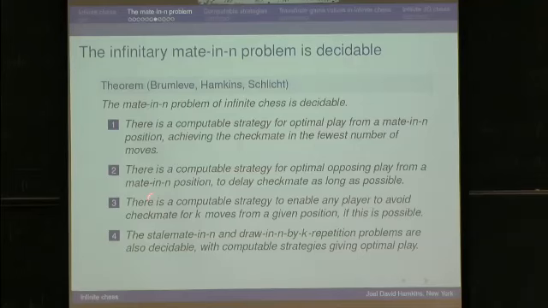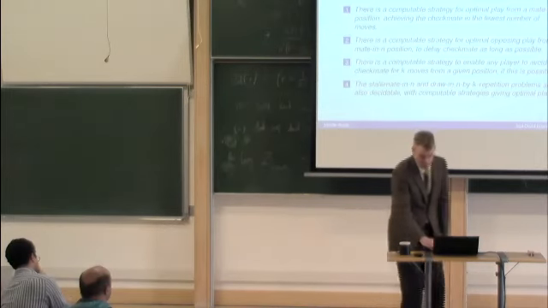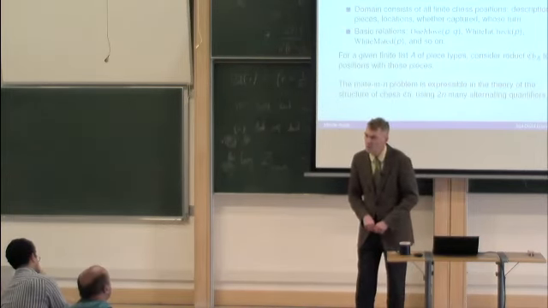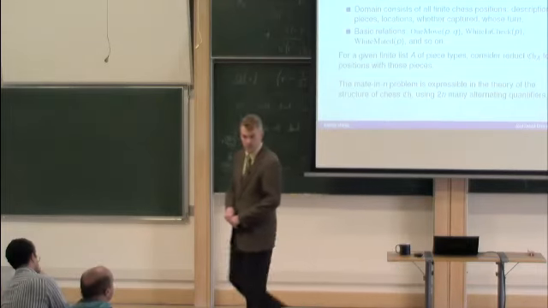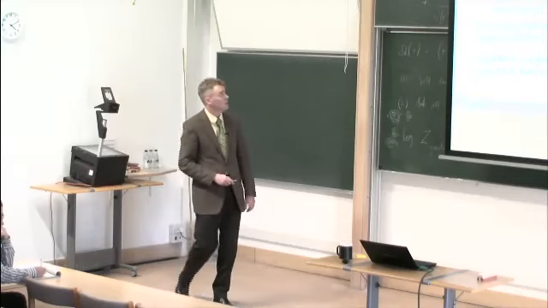Furthermore, from any position, if it's possible to avoid checkmate for k moves, then there's a computable strategy that does so. And similarly for the stalemate in n and draw in n by k. So we get, in all of these cases, computable strategies. Are those strategies uniform in k? Yes, and n. So the decidability problem is uniform in n and uniform in the position.